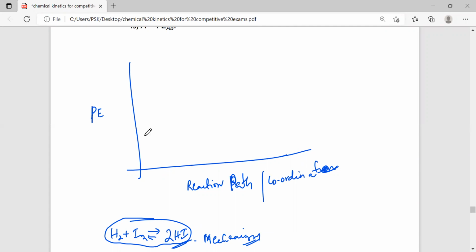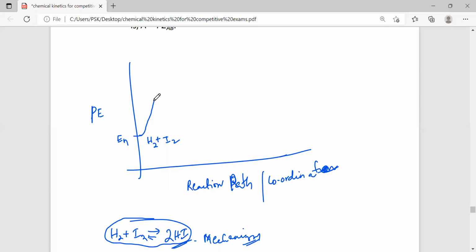Now, what is that mechanism? Just observe. This is reactants. Hydrogen and iodine are reactants. These hydrogen and iodine, which possess normal energy, when they collide, no products are formed. No products are formed because the collision is weak. Therefore, it's an ineffective collision. So in order to form product, these reactants have to gain some energy.